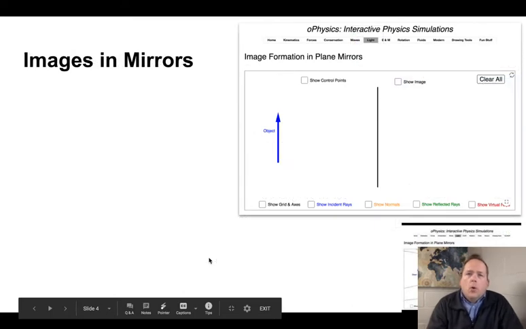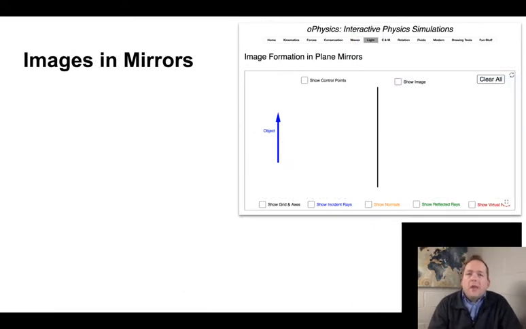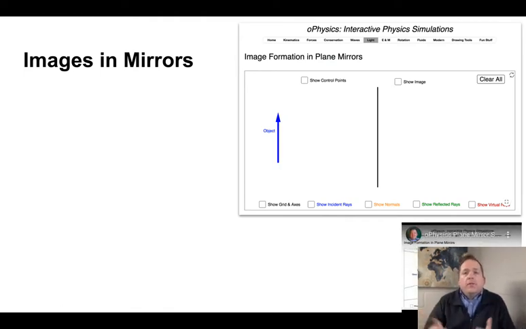Okay, so once we've established the idea that you can represent light with rays, you can actually trace these rays in a variety of systems and use them to think about how an image is formed. So I'm going to start with a place that we're probably most familiar with forming images, and that is a plane mirror, a flat mirror like you look at in the bathroom each morning.